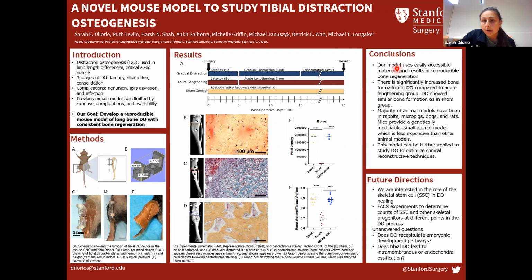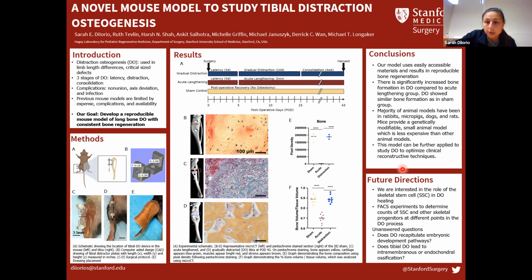In conclusion, our model uses easily accessible materials and results in reproducible bone regeneration. There's significantly increased bone formation in DO compared to acute lengthening, and our DO group showed similar bone formation as sham, so that's a pretty promising result. In the past, a majority of the animal models have been done in rabbits, micropigs, dogs, and rats, and so we are trying to reestablish this in mice because it's a small animal, it's more financially feasible, and it's also genetically dissectable in a way that a lot of these other animal models don't allow for.